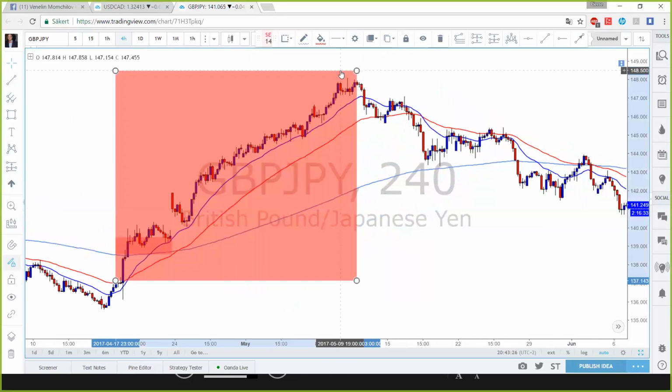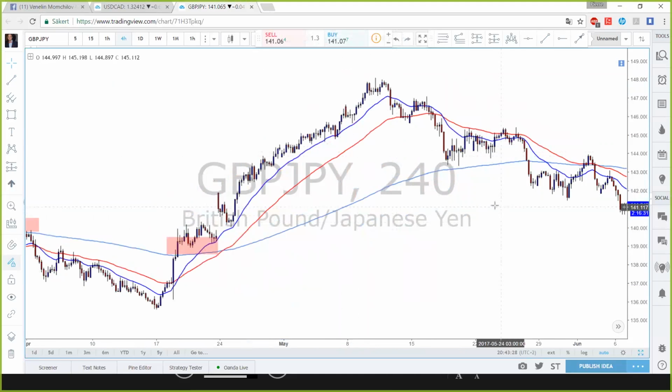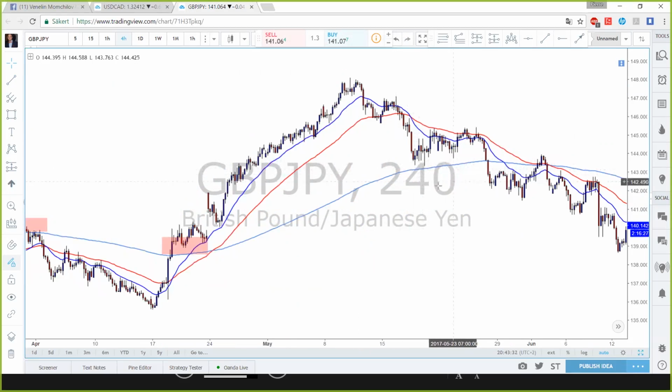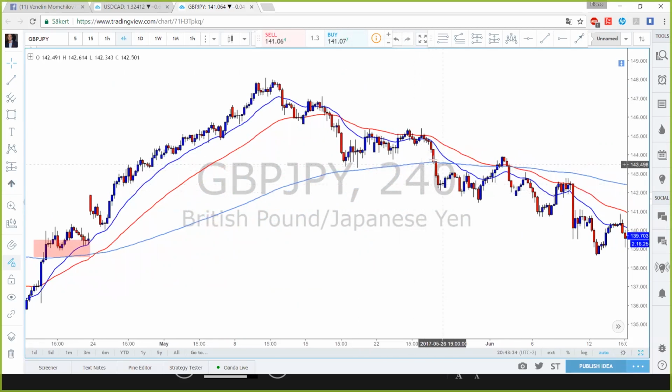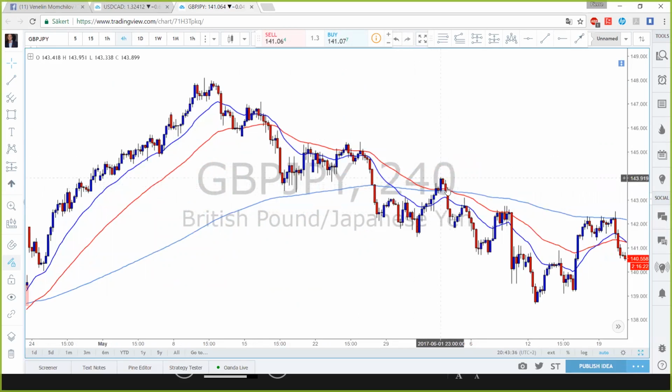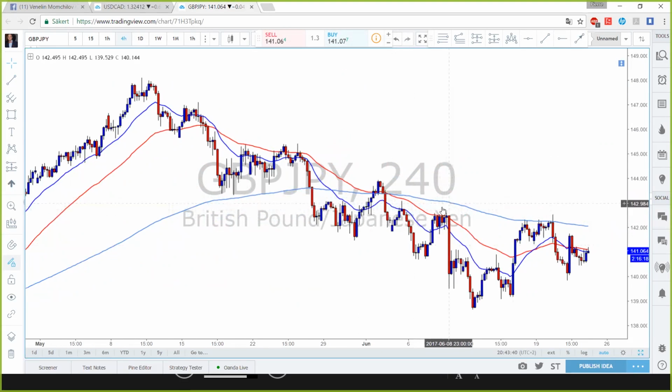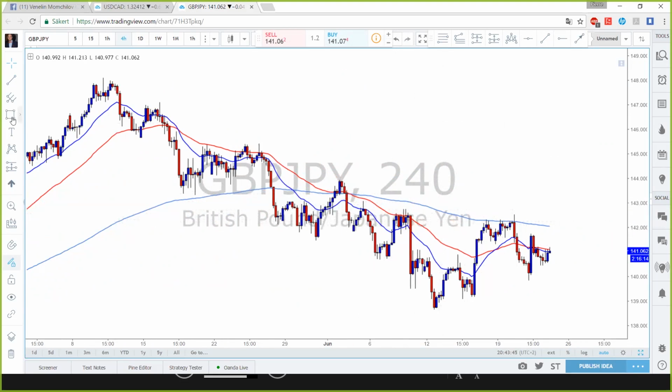Yeah. But if we look back to the 200, this one here, you see it got respected here, then got broken, retested, price went back down, still no break of it. Here we have another retest and price starts heading down from the 200 moving average.